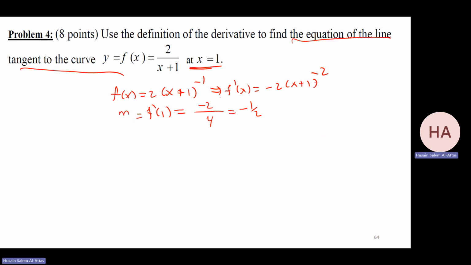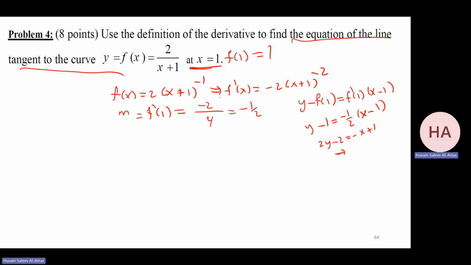M, what is the equation? y minus f of 1. What is f of 1? Substitute, it is 2 over 2, which is 1. So y minus 1 equals f prime at 1 times (x minus 1). So y minus 1 equals minus half (x minus 1), multiplied by 2: 2y minus 2 equals minus x plus 1. So I have 2y plus x minus 3 equals 0. I think we did it before.